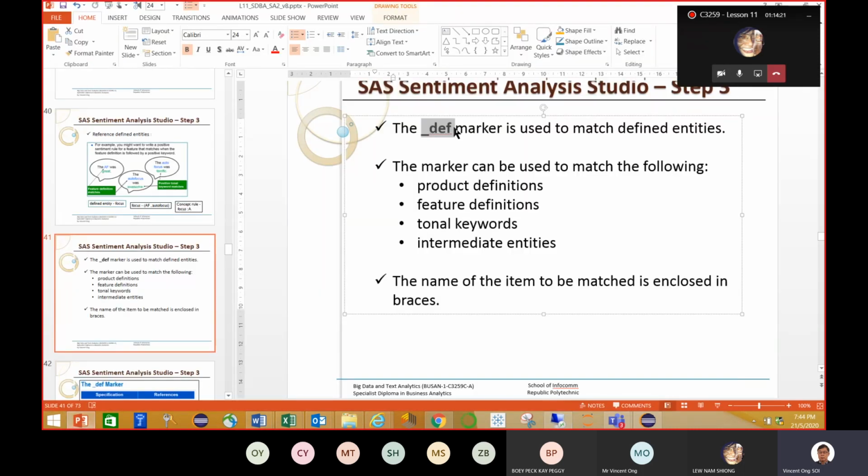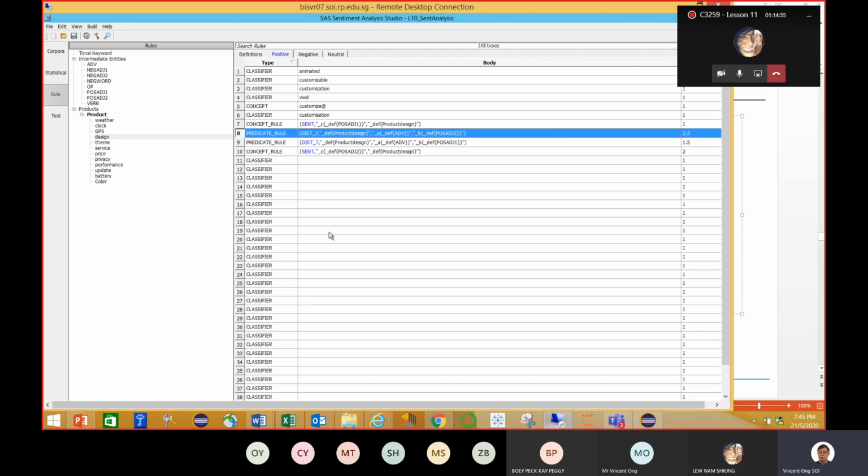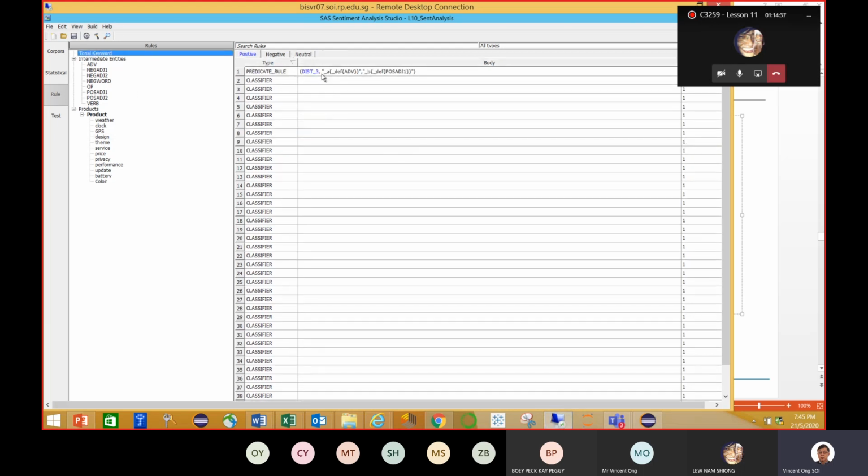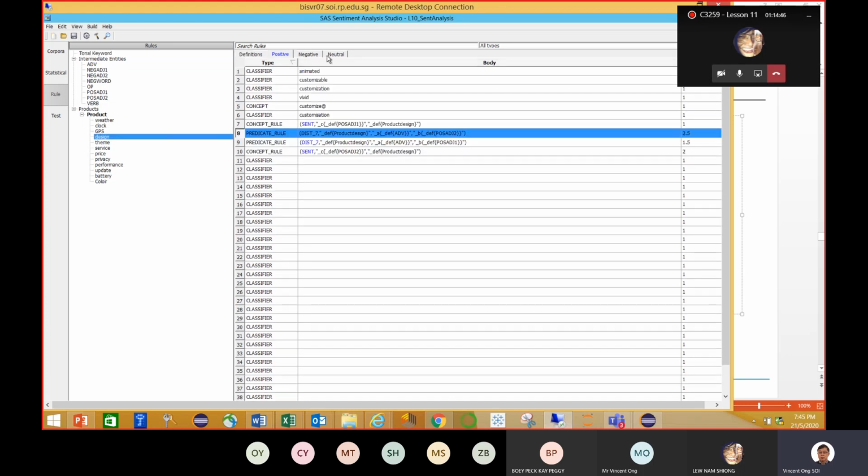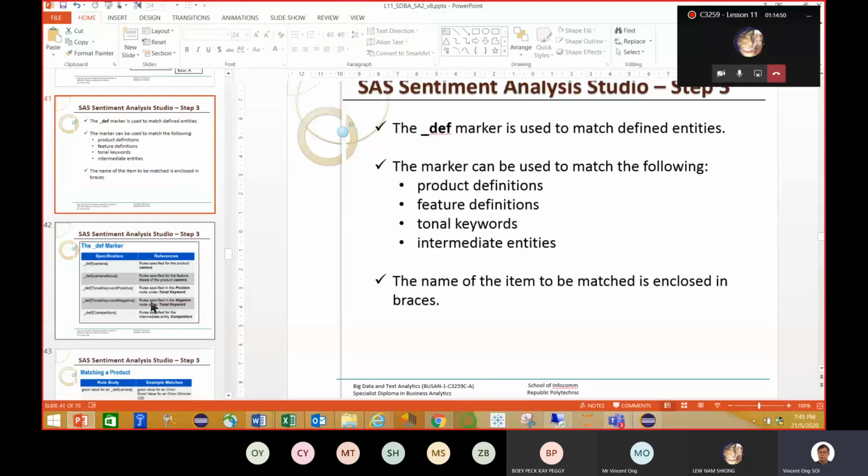So this is how you make use of the dev marker, underscore dev marker, and it applies to any of these sections. You can define your definition here as well. You can see I can define either positive or negative. So the rules can apply anywhere.